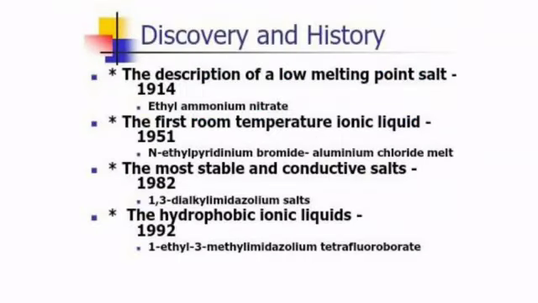Then we go to its history. In 1914, Paul Walden introduced the first ionic liquid, which is ethyl ammonium nitrate, EtNH3 plus NO3 minus. EtNH3 plus is the cationic part and it is bigger in size, and NO3 minus is smaller and is the anionic part. The first room temperature ionic liquid is the ethyl pyridinium bromide AlCl4 melt.